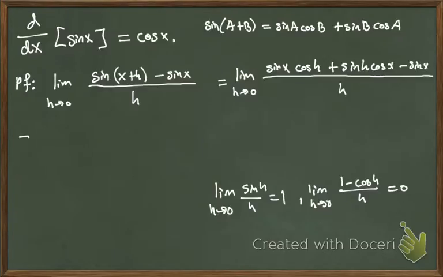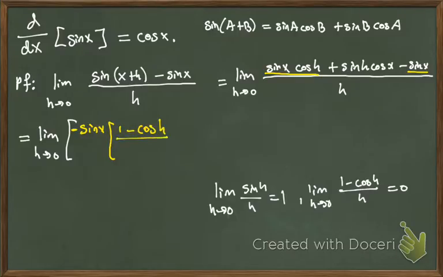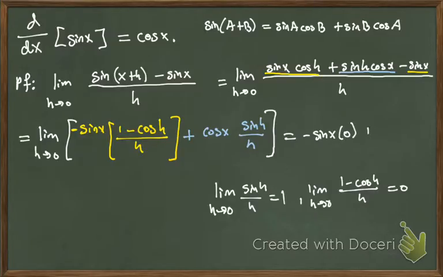So what we're going to take a look at is we're going to grab this and this, and we're going to factor out a minus 1, and that's going to give us this part here, the 1 minus cosine all over h. So that's going to be the limit as h goes to 0. We'll grab those two, factor out a negative sign, and we'll have 1 minus cosine of h all over h, plus, and we'll pull out the cosine of x, and we'll have the sine of h over h. And those are our two special limits, so we have the negative sine of x times 0, and then the cosine of x times 1.